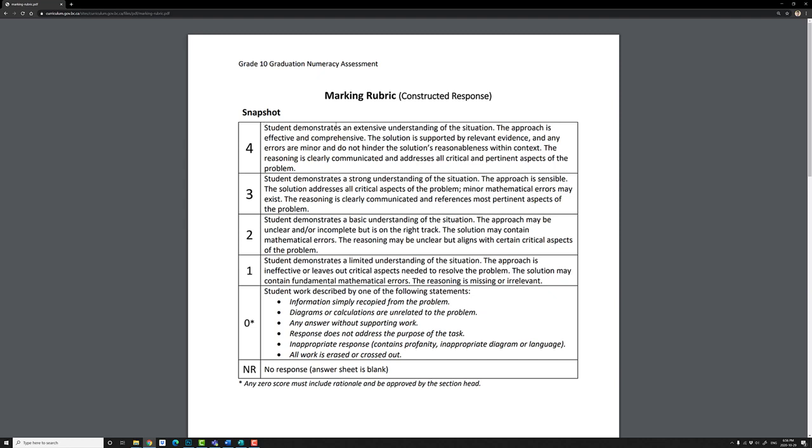4. Student demonstrates an extensive understanding of the situation. The approach is effective and comprehensive. The solution is supported by relevant evidence, and any errors are minor and do not hinder the solution's reasonableness within the context. The reasoning is clearly communicated and addresses all critical and pertinent aspects of the problem. So it's very important to show your work, to think critically, and to demonstrate your sophistication.